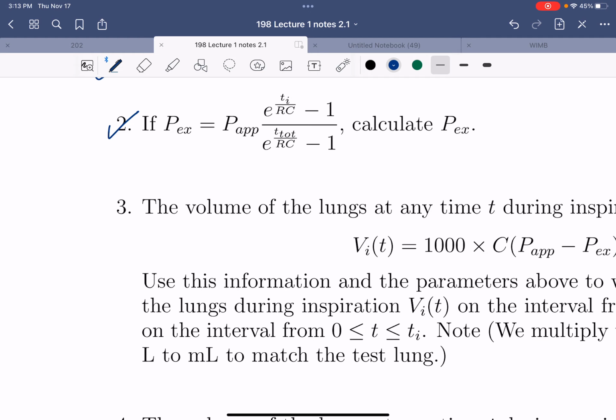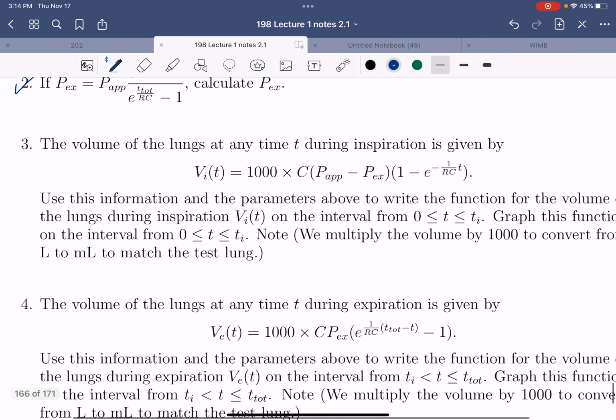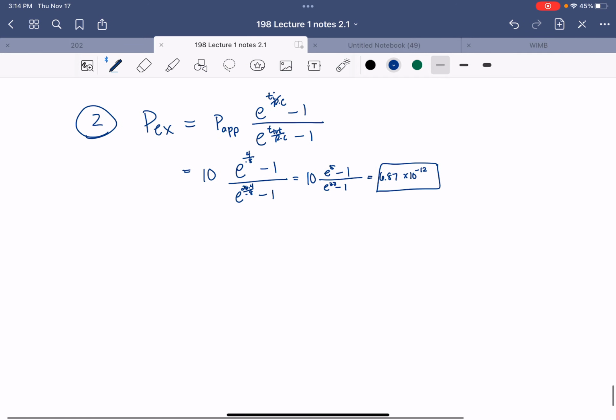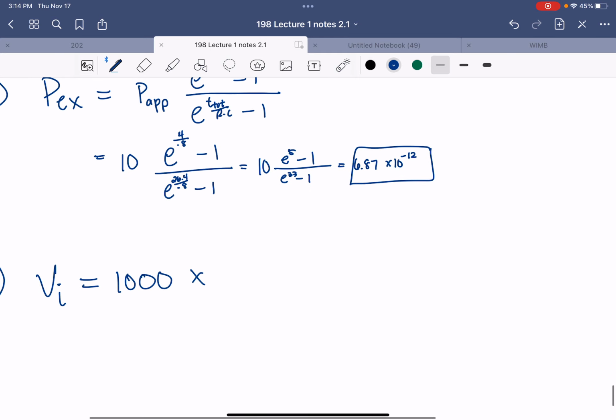So 2, check. Number 3, the volume of the lungs at any time during the inspiration is given by this big formula. And all we have to do here is plug in our PAP, our PEX, and our RC. Number 3, VI. This is the volume in the lungs during inhalation. That's 1,000. And 1,000 just lets us convert between the units, since R and C are in liters, but the test lung that we're going to talk about is in milliliters. So in order to convert liters to milliliters, we've got to multiply by 1,000.